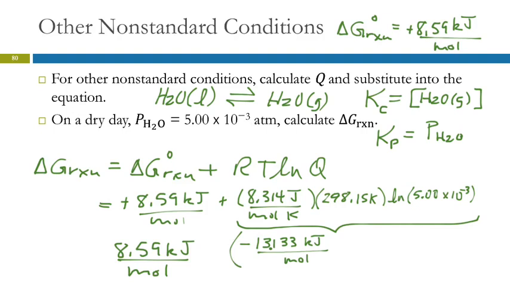So now we have this negative number added to this positive number. The negative number is larger. And so we're going to end up with delta G being a negative number, 4.54 kilojoules per mole. Is the evaporation of water spontaneous here? Yes, it is. Negative delta G means the reaction's spontaneous. Does water evaporate when the humidity is low? Yes, it does. Any questions?